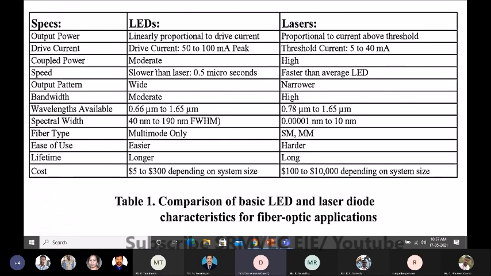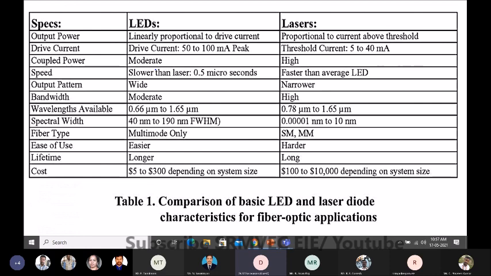So coupled power is moderate for the LED and high for the laser, so you can see how it is concentrated. The speed is faster than an average LED, and the output pattern is narrower. With the outside lens action, the beam becomes very narrow and very intense. So these are the details we are covering.